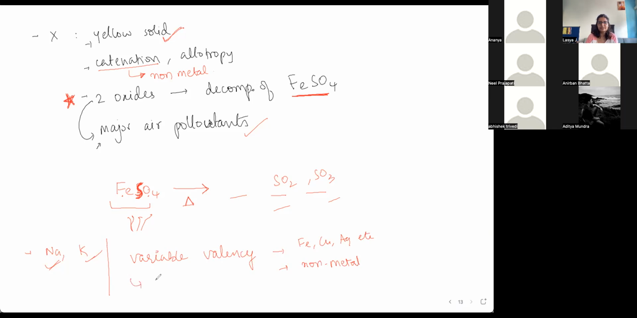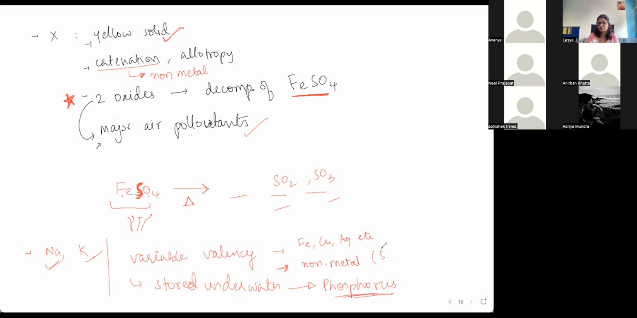Now another clue is it is stored under water, right? So phosphorus is known for being stored underwater. Stored underwater means it's phosphorus. So I didn't know that variable valency was also there for phosphorus. Yeah. I thought about only Fe and Cu. Right. So metals are one, even non-metals.